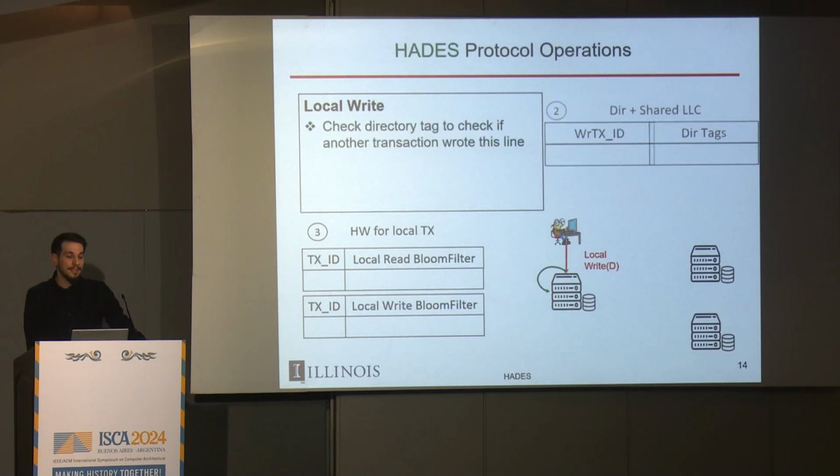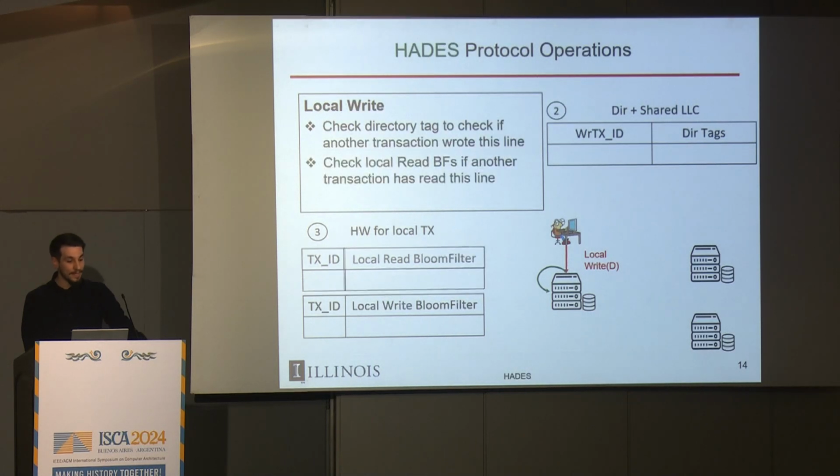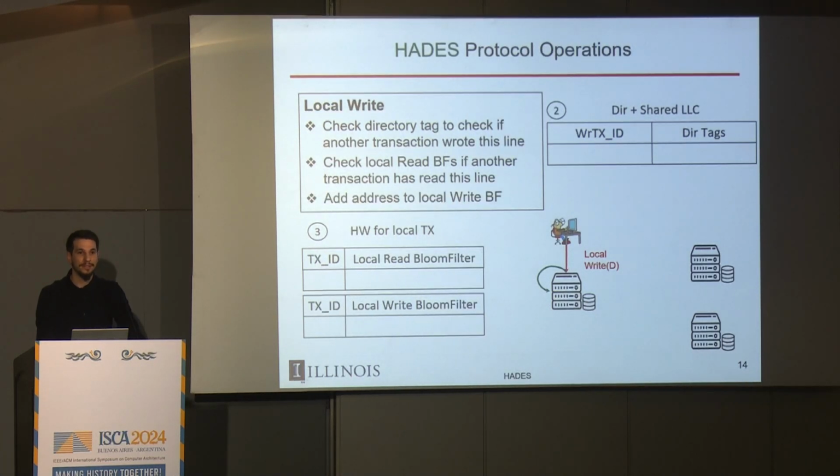A local write still checks the tag to see if another transaction is writing the same cache line. It also checks the local read Bloom filters to see if another transaction has read this cache line before. Still, this is a conflict, and we have to squash the transaction. And finally, we add the address to the local write Bloom filter. So this is during the execution phase.